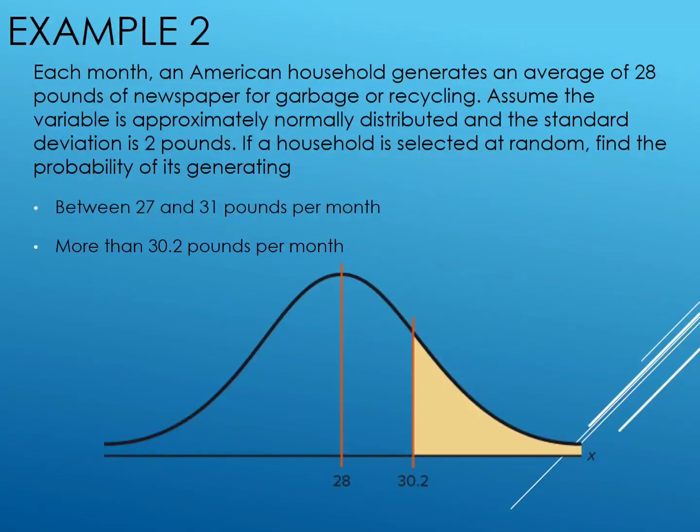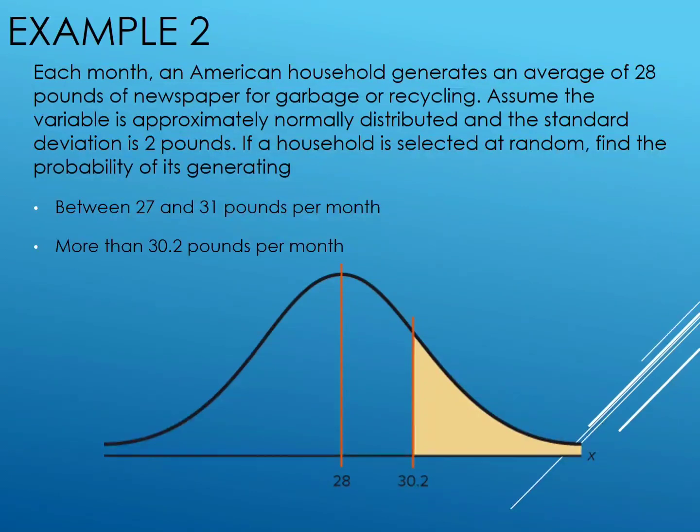Now for the second one, more than 30.2 pounds per month. Again, the average is 28, so that is in the middle. 30.2 is a little above, right? Keep in mind the standard deviation is 2, so 1 standard deviation away is 30. So I'm 0.2 away from 1 standard deviation away, so that's an indicator of how far I am. That is just me referring back to the empirical rule.